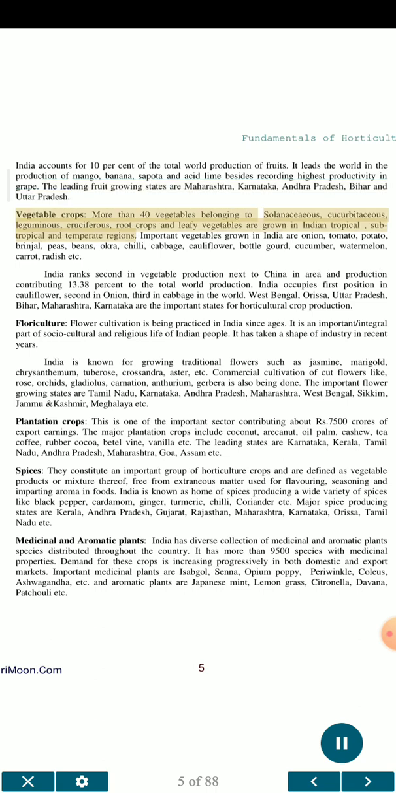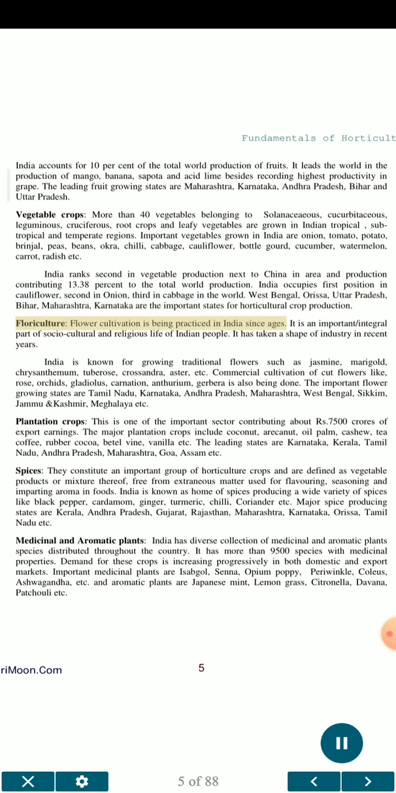Vegetable crops. More than 40 vegetables belonging to Solanaceae, cucurbitaceous, leguminous, cruciferous, root crops and leafy vegetables are grown in Indian tropical, subtropical and temperate regions. Important vegetables grown in India are onion, tomato, potato, brinjal, peas, beans, okra, chili, cabbage, cauliflower, bottle gourd, cucumber, watermelon, carrot, radish, etc. India ranks second in vegetable production next to China in area and production, contributing 13.38% to the total world production. India occupies first position in cauliflower, second in onion, third in cabbage in the world. West Bengal, Orissa, Uttar Pradesh, Bihar, Maharashtra, Karnataka are the important states for vegetable production.